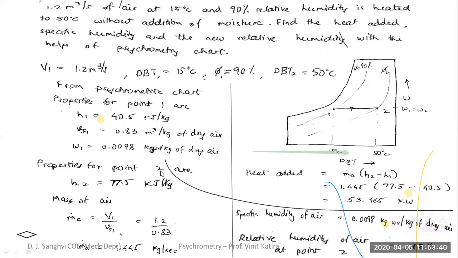Specific humidity is going to remain constant since it is sensible heating. It is around 0.0098 kilogram of water vapor per kilogram of dry air. For relative humidity at point number 2, you will have to find the relative humidity line that passes through this point. Ideally the relative humidity lines are in the range of 10%, 20%, so it will lie in between 10 and 20. You'll have to approximate a little and you should get relative humidity as 12%.